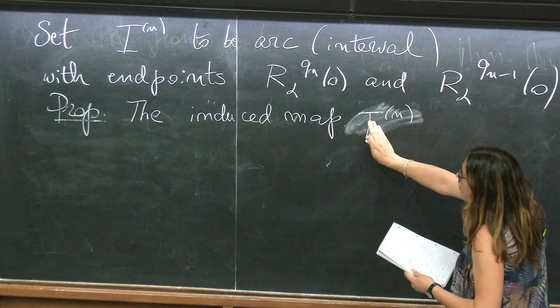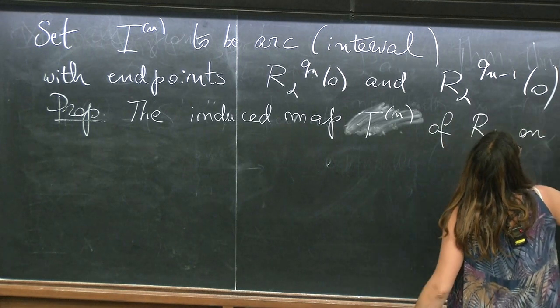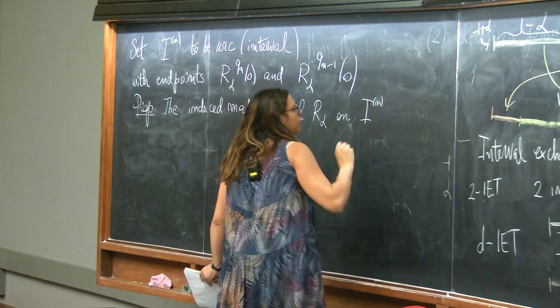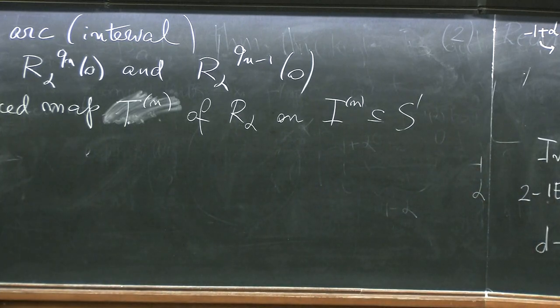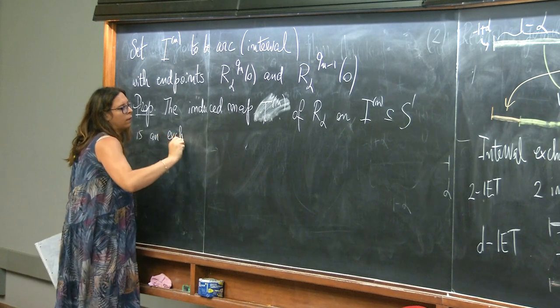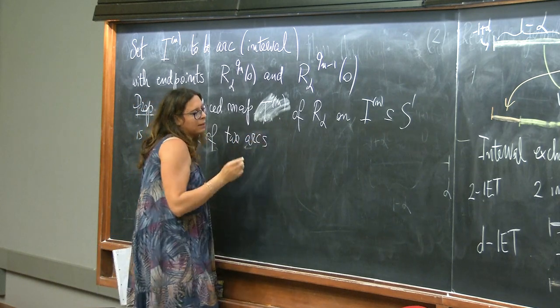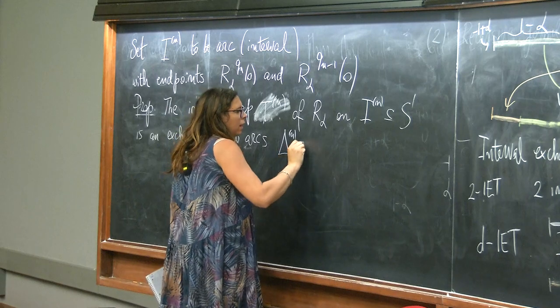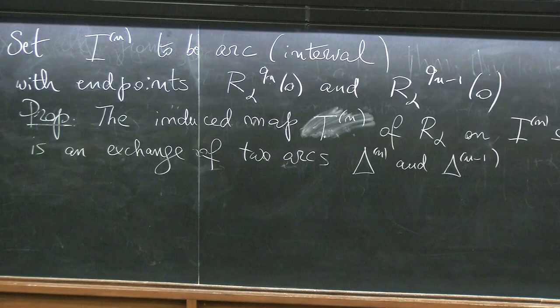The induced map T_n, T_n is just the name of the induced map of the rotation on this interval I_n contained in S^1. It is actually an exchange of two arcs. I'm going to call these arcs Delta_n and Delta_{n+1}. Again, I hope my indices are right. Let me just check my indices. Delta_n and Delta_{n+1}, correct.